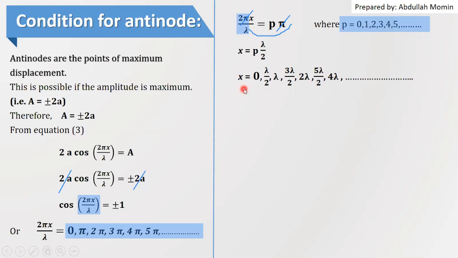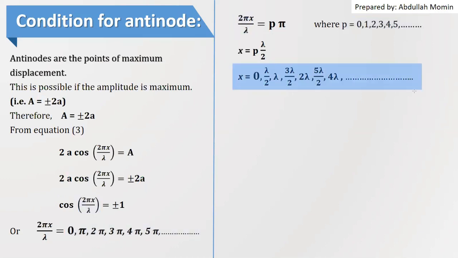This is the position of antinode. What is this? These are the positions of antinode. At these points, we will get antinode. So in order to understand this clearly, let us see one diagram.